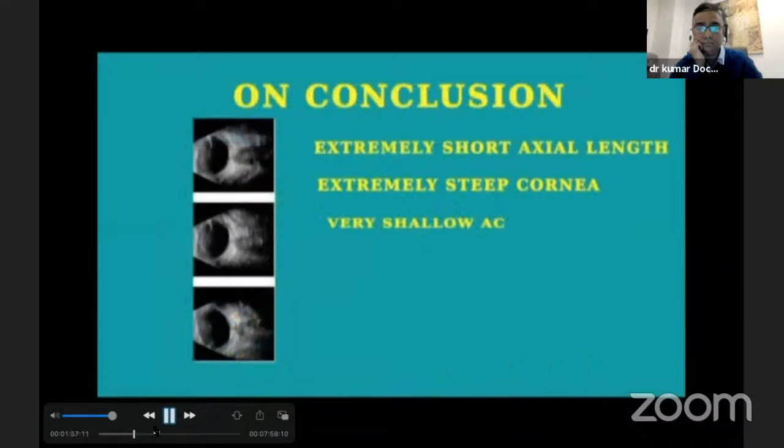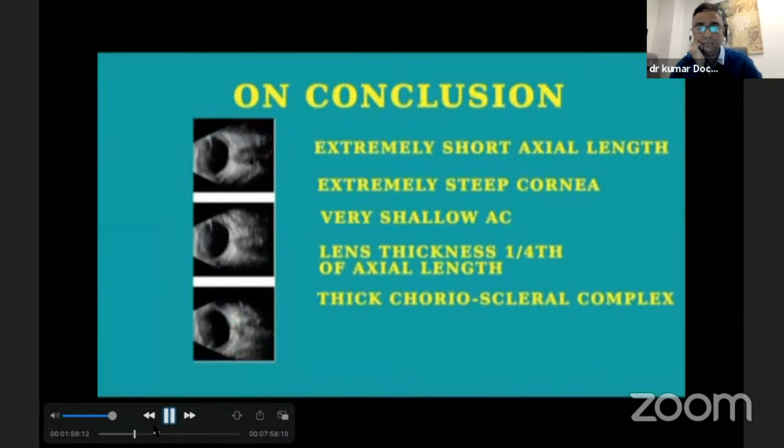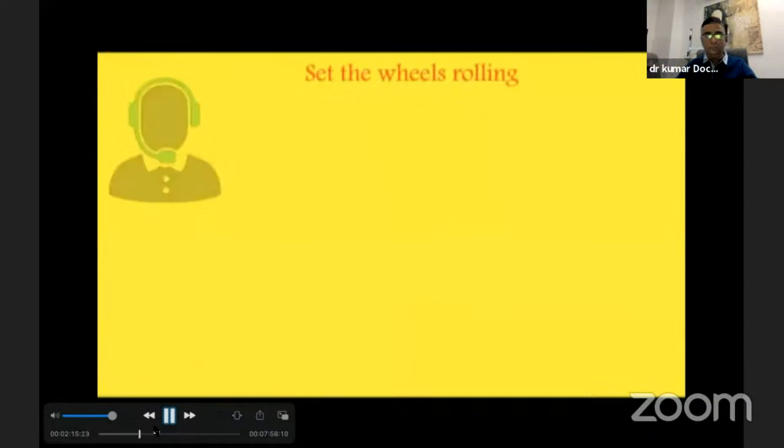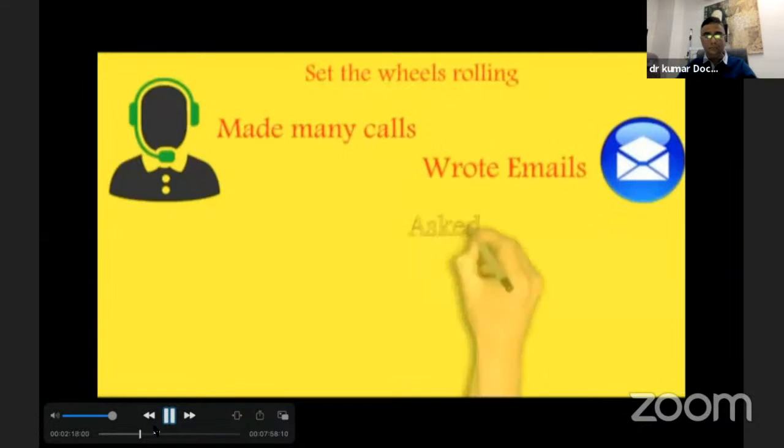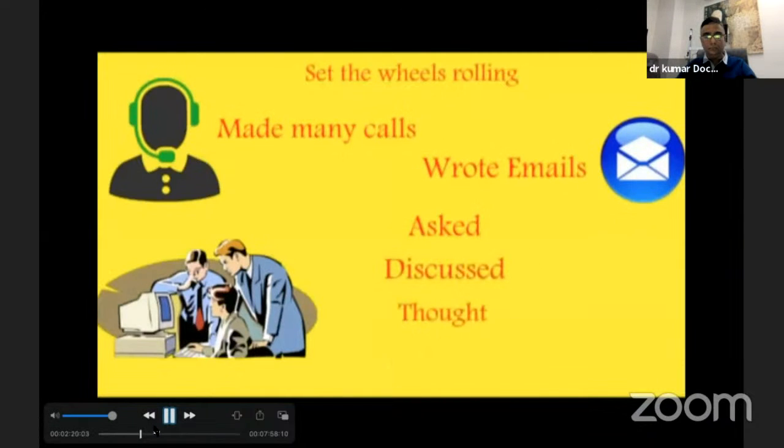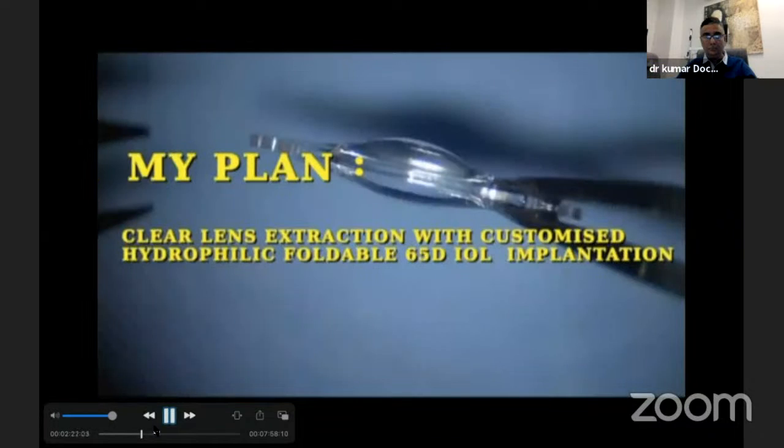In conclusion, it was an extremely short eye, a very steep cornea, a very shallow anterior chamber, and a normal lens thickness, almost one quarter of the whole eye, with a thick chorioscleral complex. So a nanophthalmic eye, or shall I say, a pic ophthalmic eye. Set the wheels rolling, made many calls, wrote emails, asked, discussed, thought, and reviewed literature. The patient was planned for clear lens extraction.